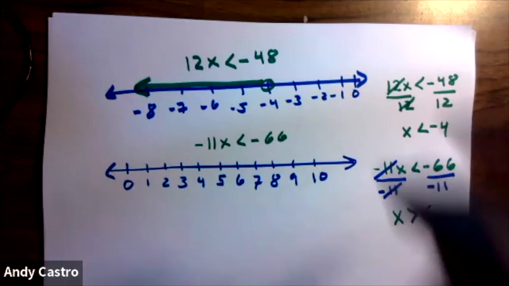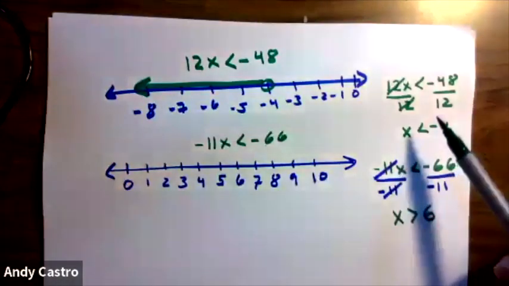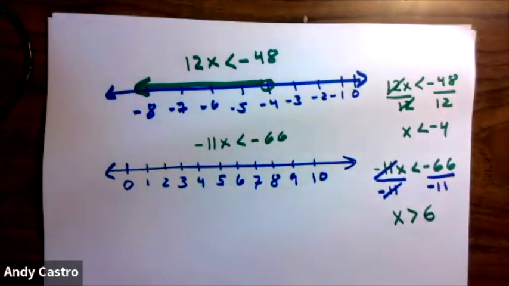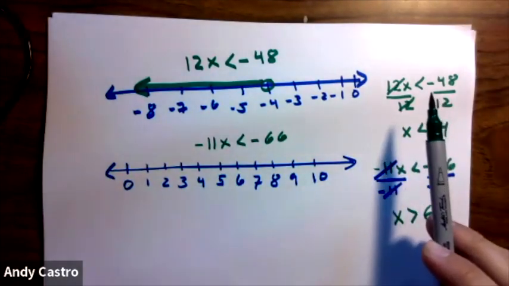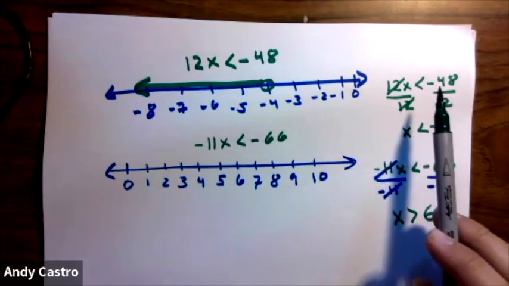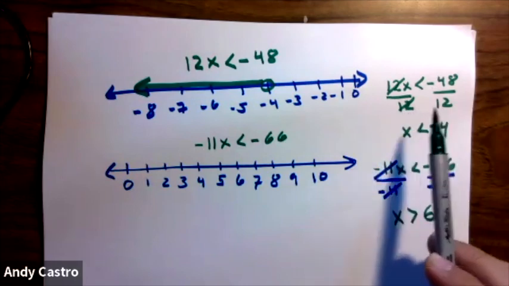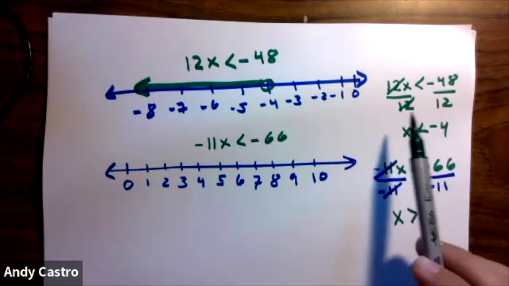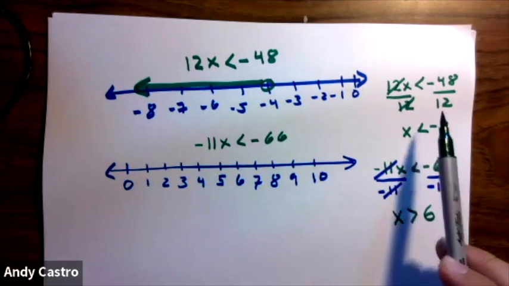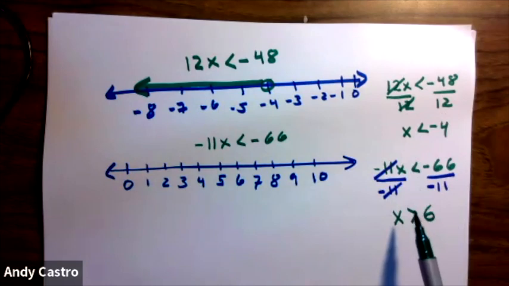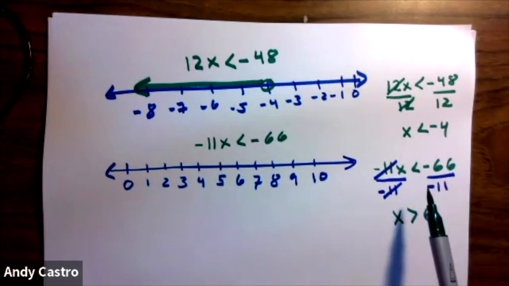Now notice here on the one before, I didn't change the direction, okay? Because even though 48 was negative, I was dividing both sides by a positive number. The only time that we're going to switch the direction is if we are dividing by a negative number or we are multiplying by a negative number.